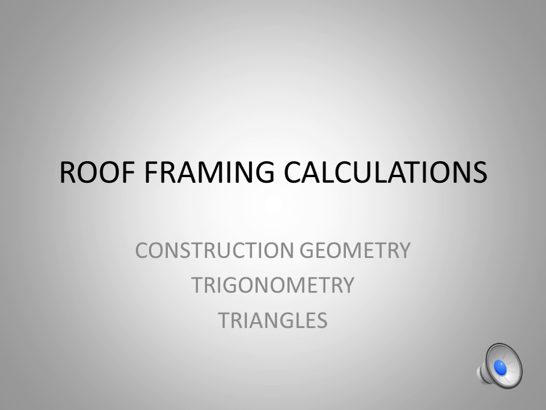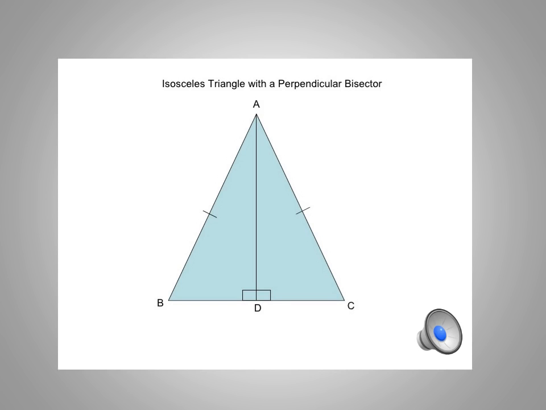In order to do roof framing calculations, we will first review construction geometry with triangles and a little bit of trigonometry. The isosceles triangle is a triangle that has two sides that are equal. And if you were to bisect an isosceles triangle right down the center, then what you would have would be two right-angled triangles. And all of our roof work is going to be focused on right-angled triangles, also with the two sides being equal.